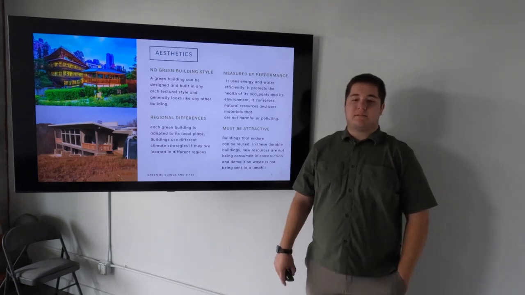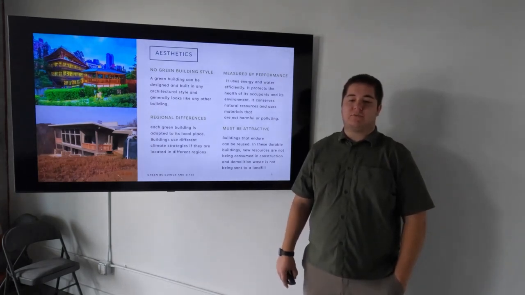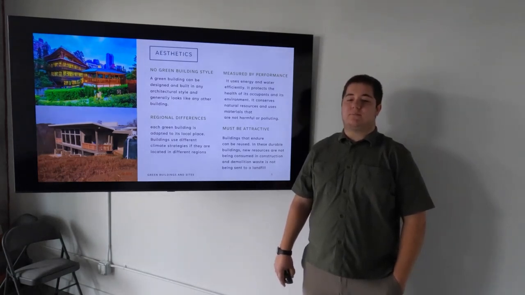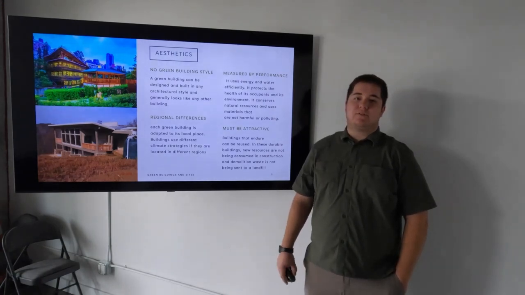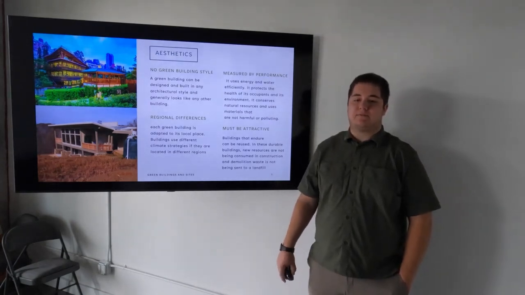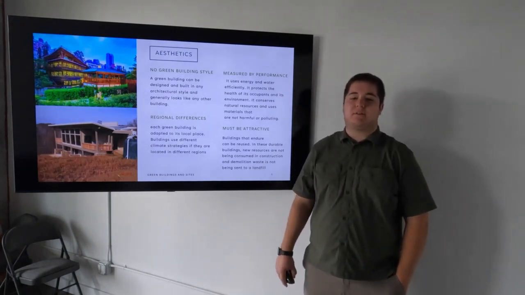Some aesthetics are chosen by the region in which the building is in. Each green building is adapted to its local place. Buildings use different climate strategies if they are located in different regions. For example, a green building in Arizona isn't going to look like a green building up in a cold part of Canada because they need different strategies to combat the climates that they're in.